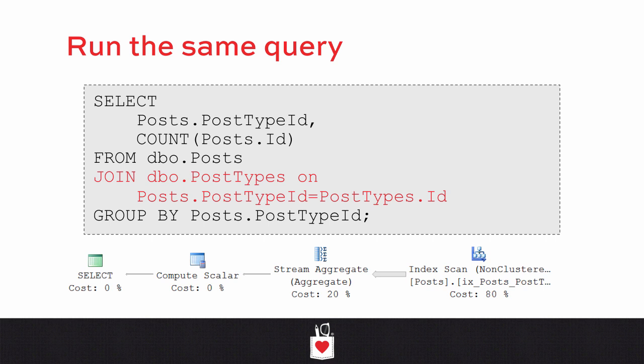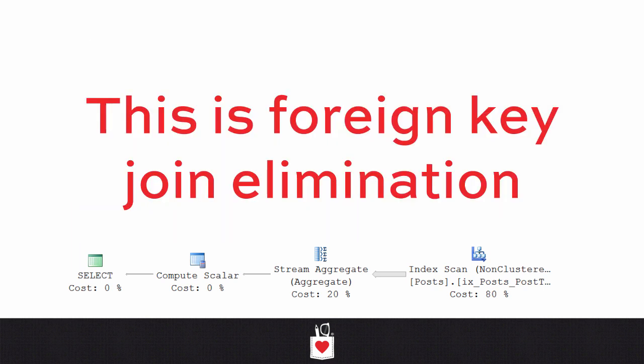There is no longer a nested loop lookup to go check the post type table. It's able to just eliminate that join based on the foreign key because it knows it's guaranteed, which is very, very cool.